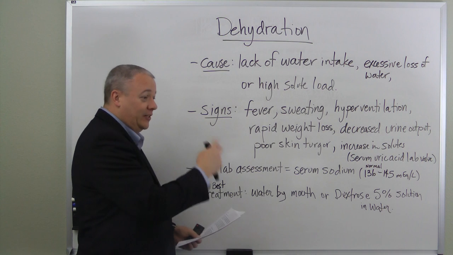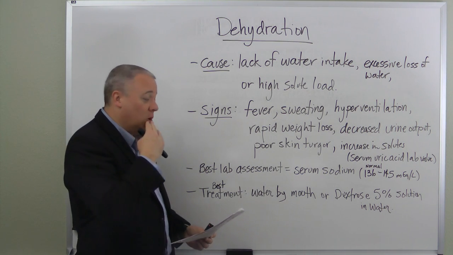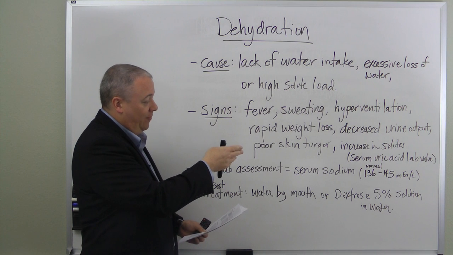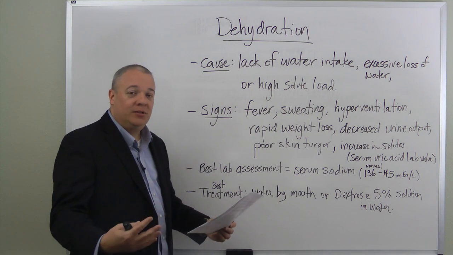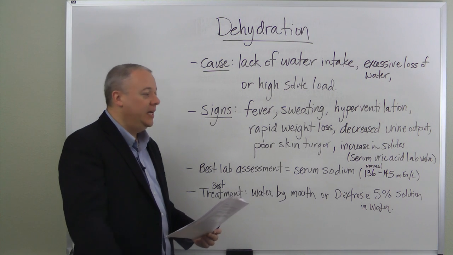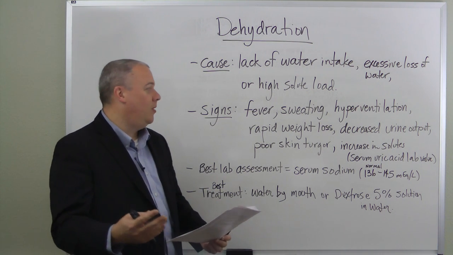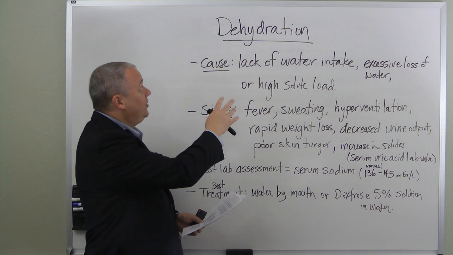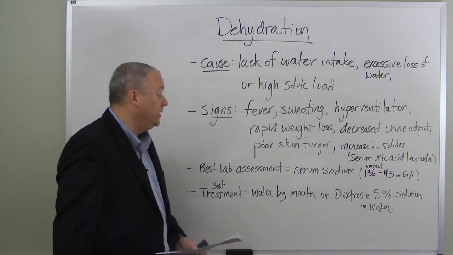The best treatment for dehydration, the best way to rehydrate the body, is to take water orally by mouth or to put a 5% dextrose solution in the water. In my case, my body was unable to process it, and so it had to go in intravenously. But the best way to treat dehydration is drink lots of water. So this has just been a basic overview of dehydration, its causes, its signs, best lab assessment, best treatment.